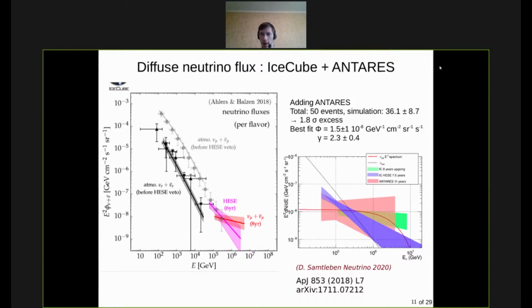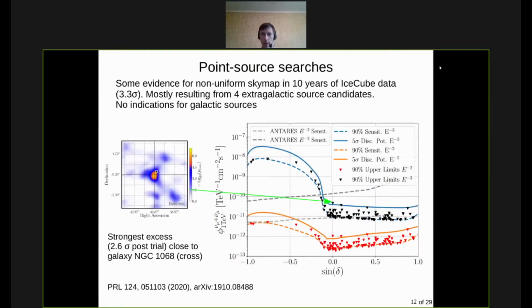There's also an analysis by Antares. Unfortunately, because Antares is so small, it only observes the diffuse flux at less than 2 sigma statistical significance. Nevertheless, they can fit this excess with a spectral model, and this is shown in red on the right plot. And this is consistent with IceCube results. So as I said, there is no obvious clustering on the sky for these events. So only upper limits exist on individual sources.